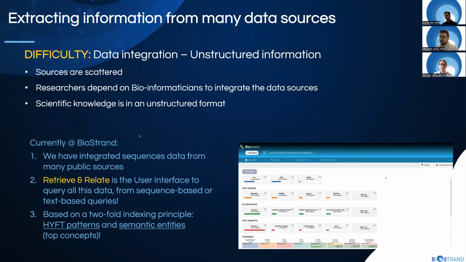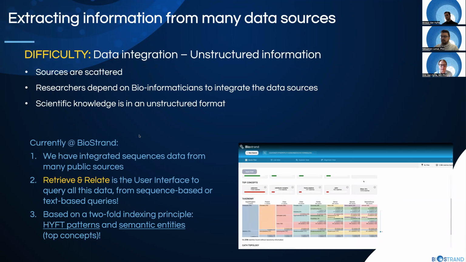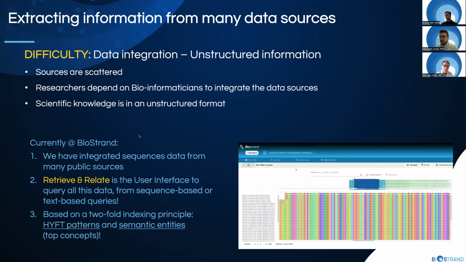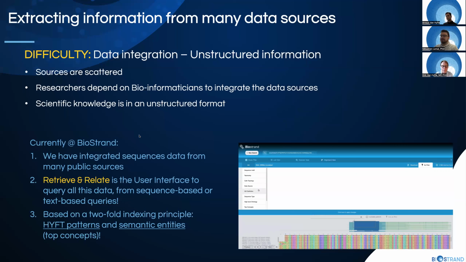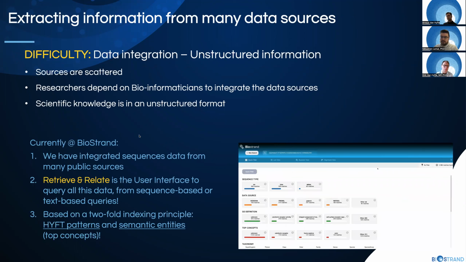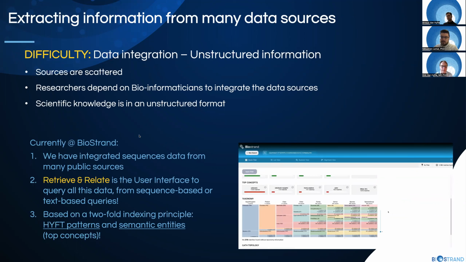The first challenge is how can we extract information from many data sources? That's the difficulty, especially in this omics area, where you have data at the DNA, RNA, and amino acids in different data sources. So the challenge is how can we integrate all these sources together? The second part is that we have to deal with quite a lot of unstructured information, both at the sequence level, but also at the scientific knowledge level. Most of the scientific knowledge is in unstructured format, just in text.